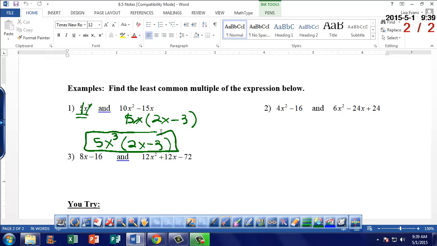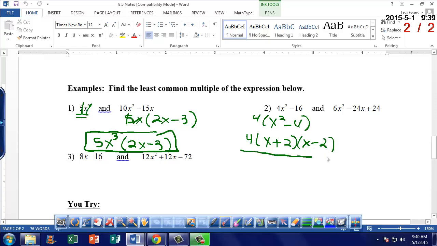So let's try it again. It's a little bit easier when you factor it all. So if I take a look at number 2, I can take a 4 out. When I take a 4 out, I'm left with x squared minus 4. Now this gets factored further. I can do x plus 2 and x minus 2. So this is what I get when I completely factor 4x squared minus 16.